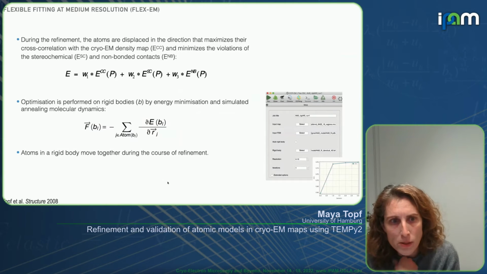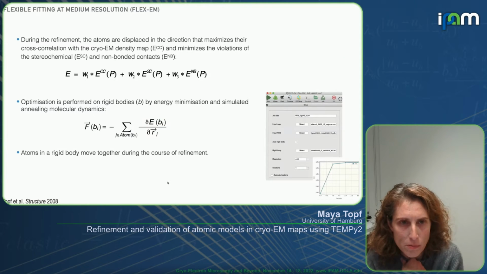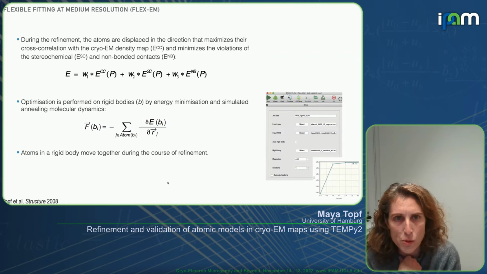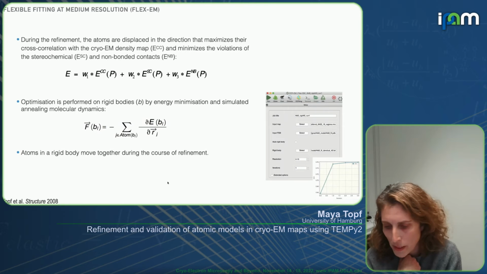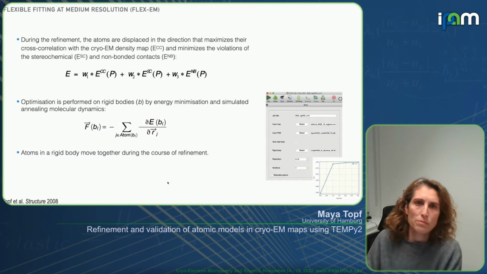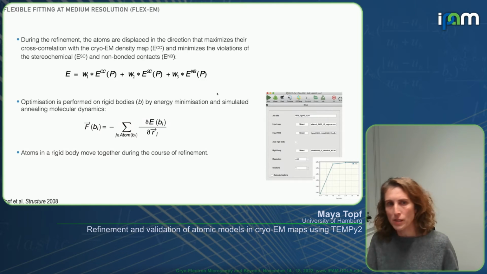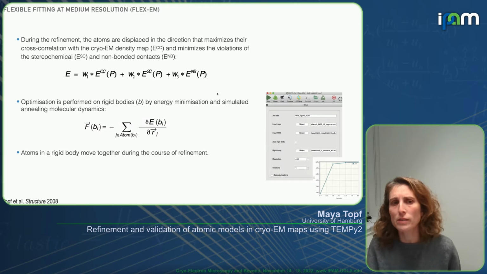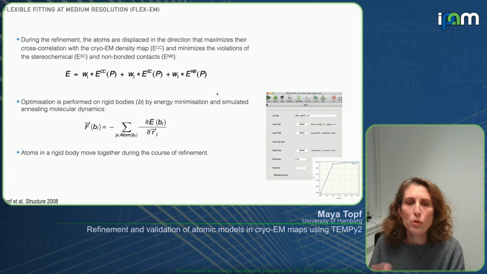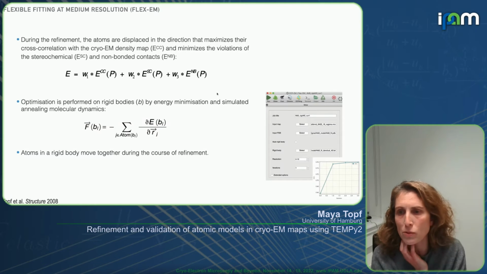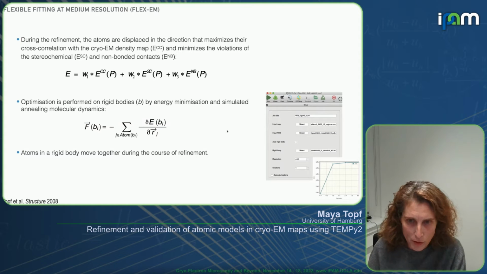Originally, a long time ago, we developed the FlexEM method. This was still part of the Modeller package, and the idea was that we can combine the force field, or, if you like, the stereochemical violations and the non-bonded contacts, together with the cross correlation. And we move the coordinates according to this force. This is the origin of our concept.